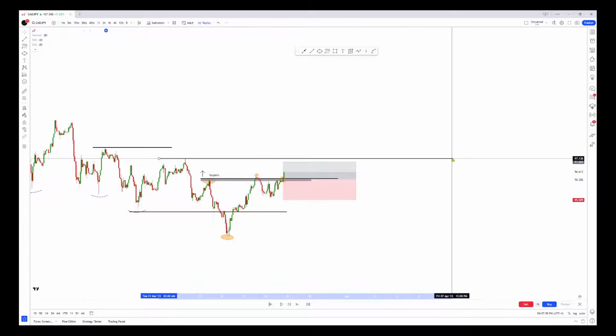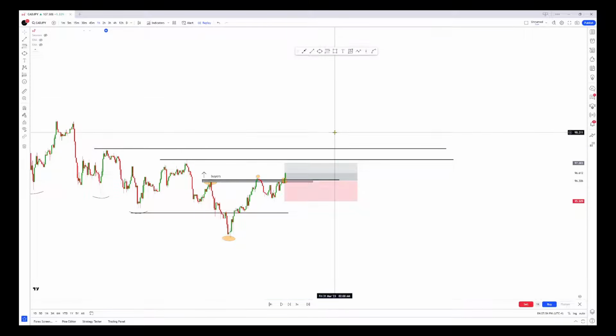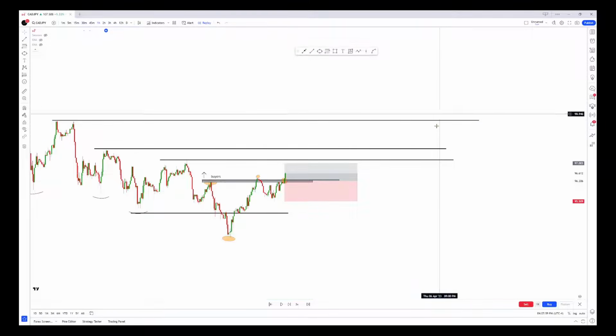Notice how price has a high here. We're going to look for that level first. Price has a high here. We're going to look for that level second. Price has a high here. We're going to look for that level third.